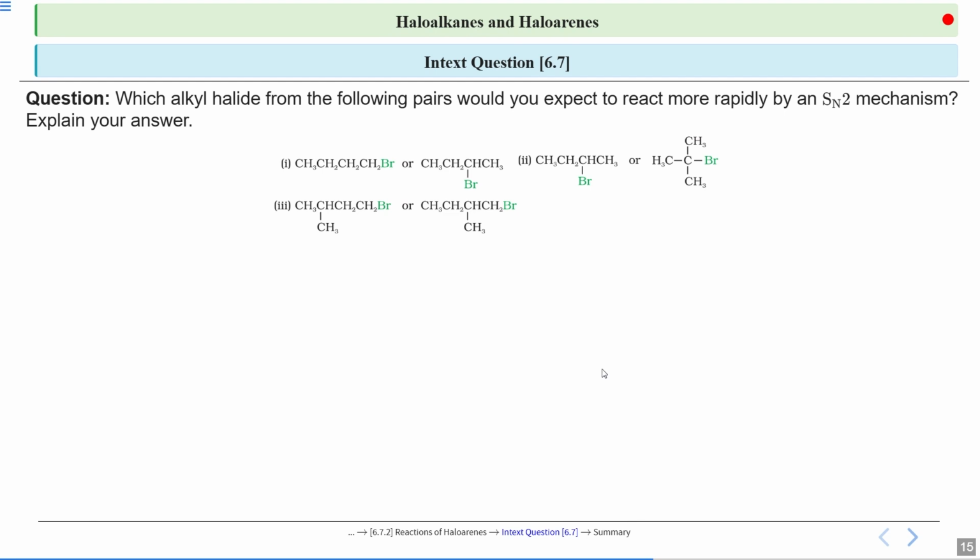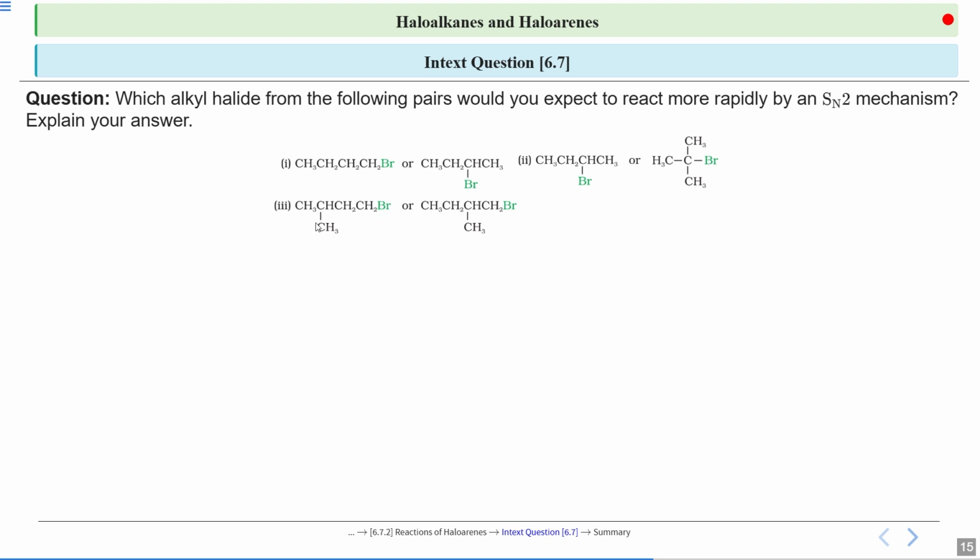Okay, let's see an in-text question. In-text question 6.7. The question is, which alkyl halide from the following pairs would you expect to react more rapidly by an SN2 mechanism? Explain your answer. So you have been given first, second, and third alkyl halide pairs. Okay, the first is this bromobutane, and this is isobromobutane. The second is isobromobutane, or you can say 2-bromo 2-methyl propane. Okay, 2-bromo 2-methyl propane. Third is, you can say, bromo.